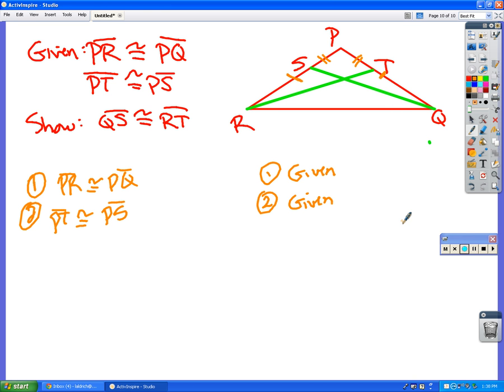What do I know about angle P? It is congruent to itself, so I can say angle P is congruent to angle P, and that's because it is the same.